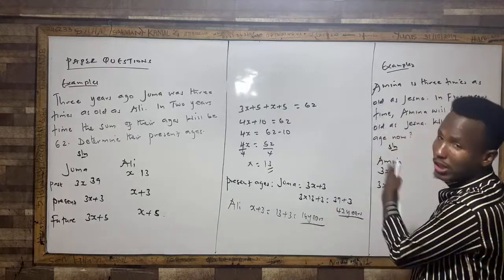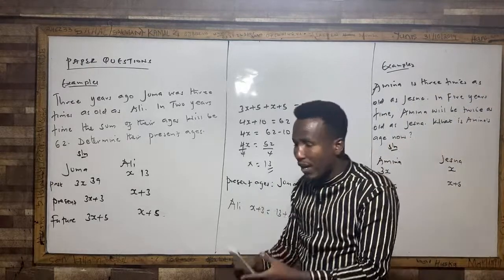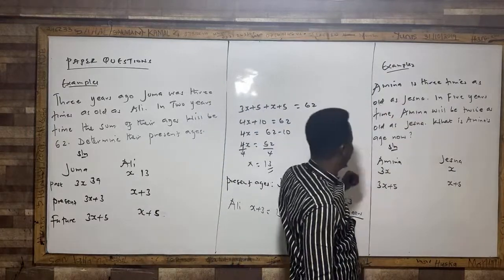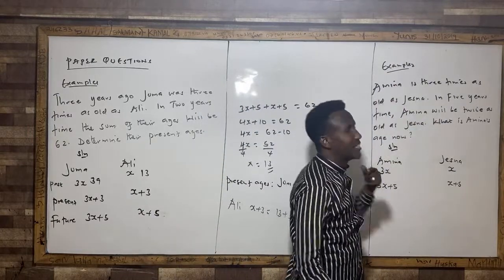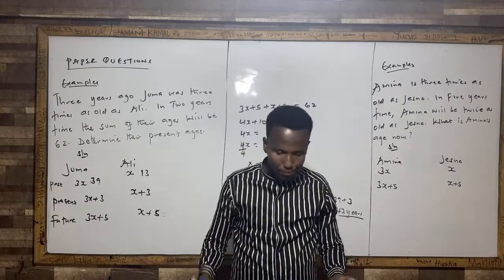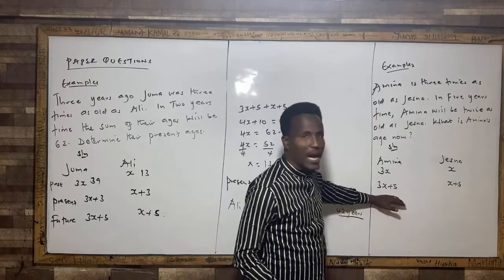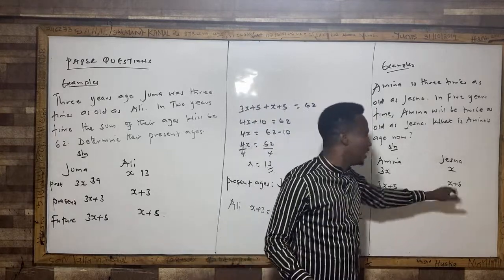How are we going to answer such kind of question? So we need to reverse the statement, okay? Where they say that in 5 years' time, Amina will be twice as old as chestnut. We can also say like this: in 5 years' time, the age of Amina will be equal to twice the age of chestnut.